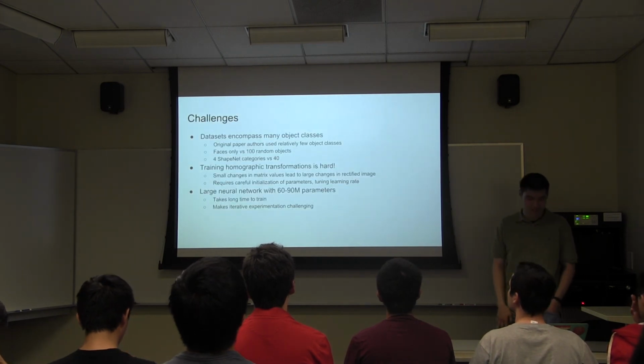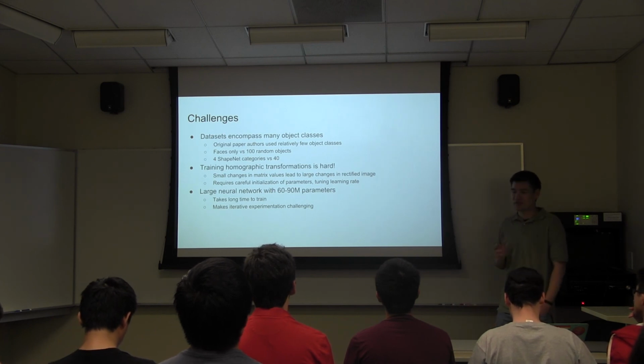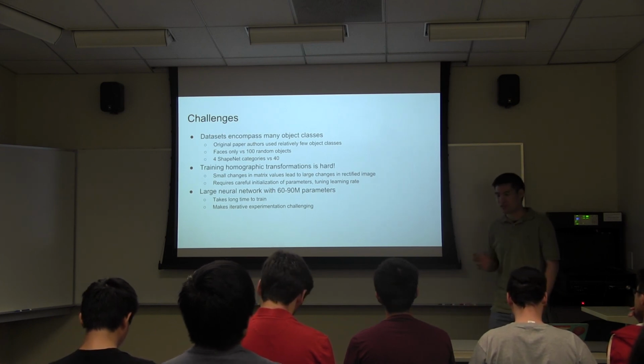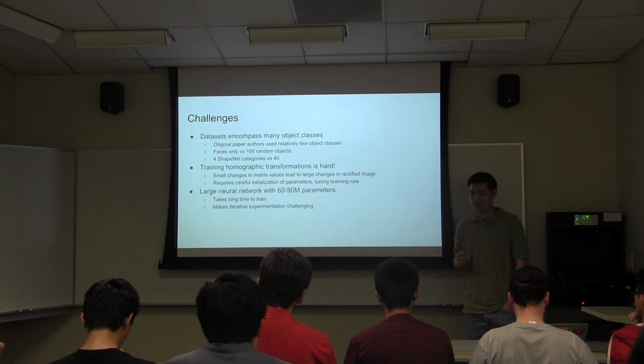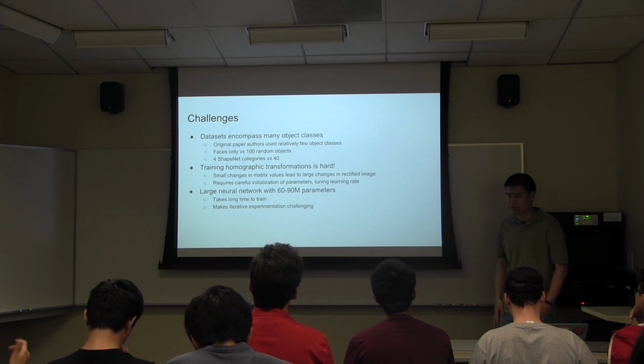So challenges. One of the big challenges I face is that the datasets I chose have a large number of object classes. In the original paper, the first dataset only had faces, and the second dataset was only 4 ShapeNet categories, versus I think I have 40 or so. That makes it more challenging to train across a wide number of categories.